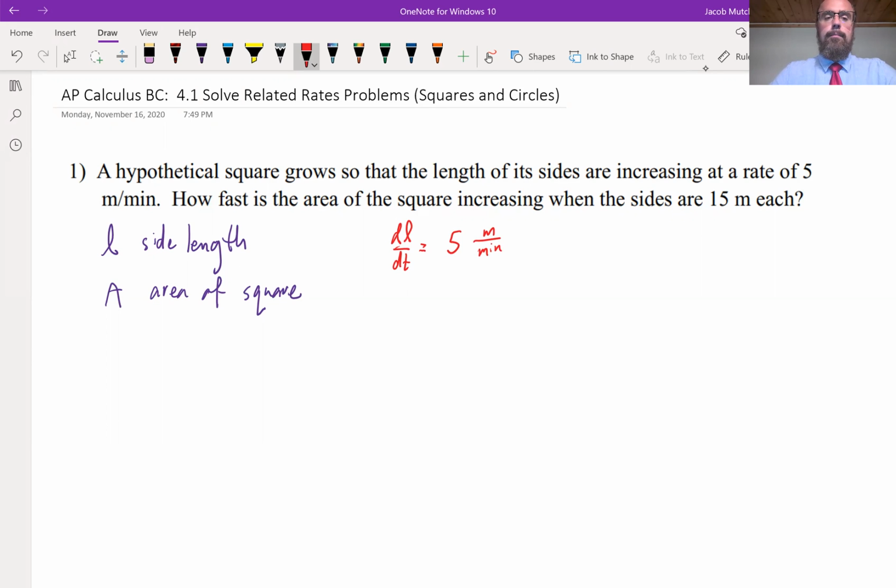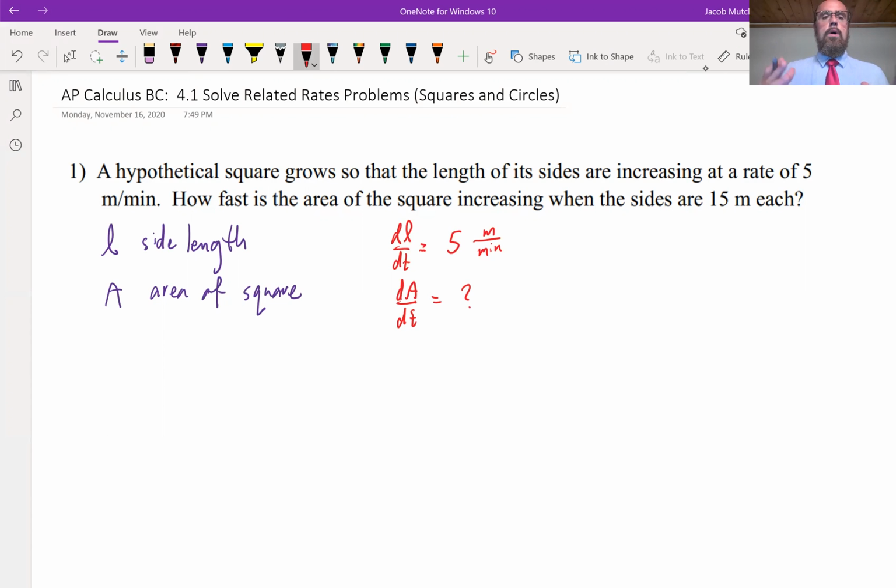Those sides are increasing at that constant rate. The other rate that I'm looking at is how fast is the area of the square increasing. So that one we don't know. And in fact, that's what we're going to try to solve for when we set this equation up and investigate how to come up with that rate of the area changing as time changes.